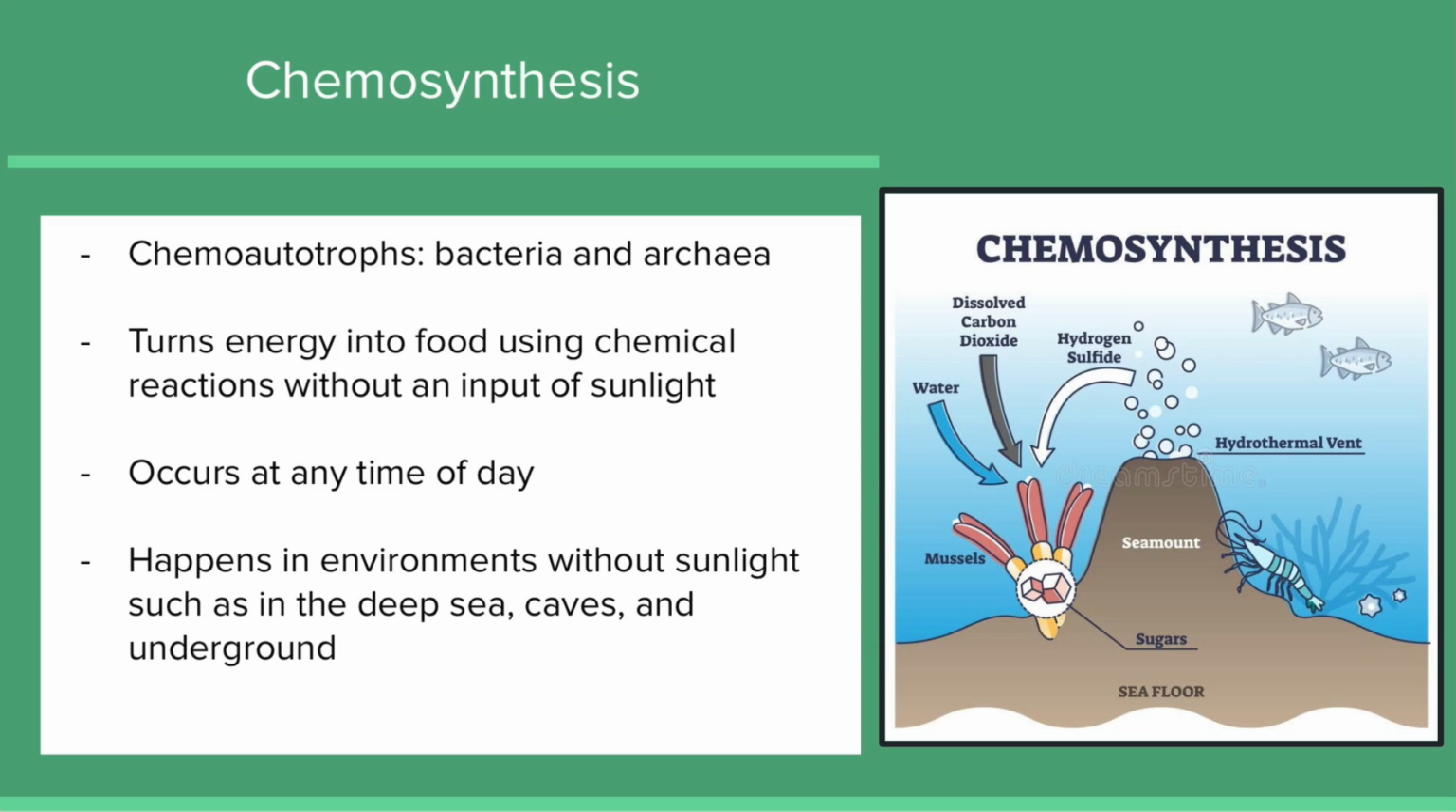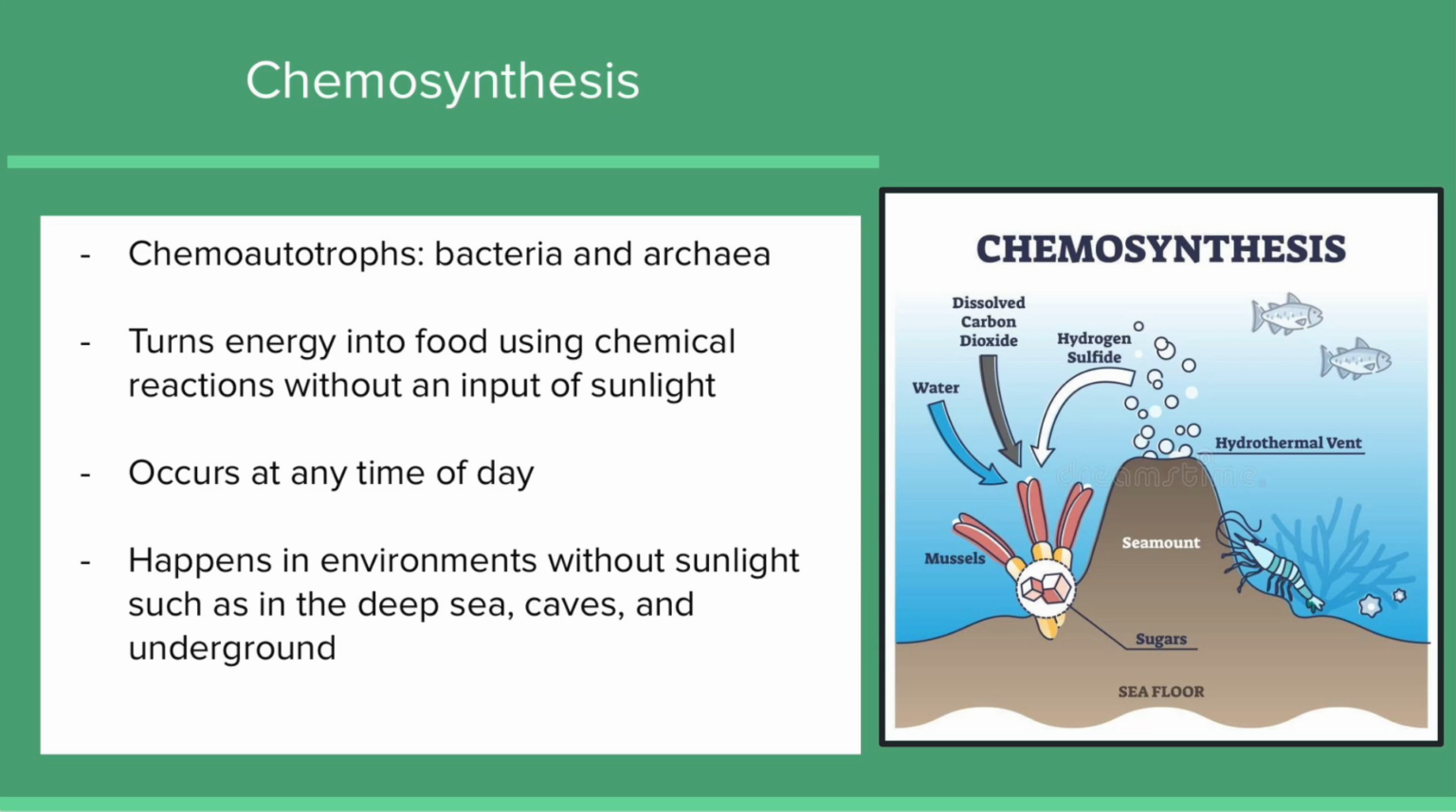Organisms take inorganic substances and turn them into organic compounds. Reactants include inorganic compounds and carbon dioxide, and products include food molecules and byproducts such as sulfur. An example of an organism that does chemosynthesis is the symbiotic bacteria on giant tube worms near deep-sea hydrothermal vents. The bacteria convert hydrogen sulfide into food for the tube worms.